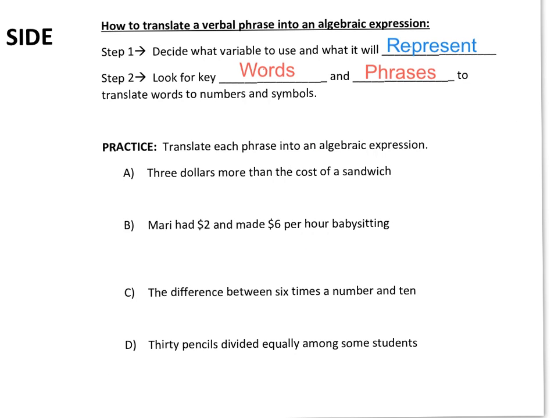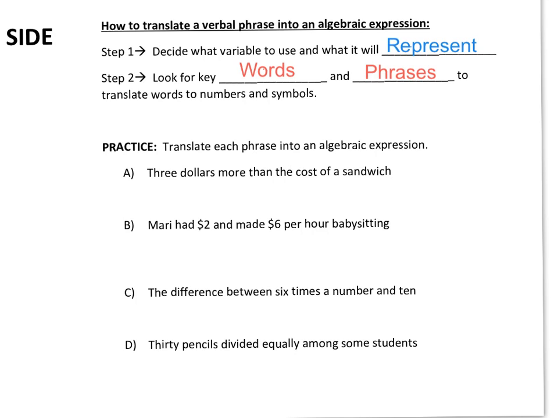Now, how to translate a verbal phrase into an algebraic expression. Step 1, decide what variable to use and what it will represent. Step number 2, look for keywords and phrases to translate words to numbers and symbols. So in our practice, we will go through letter A, translate each phrase into an algebraic expression.